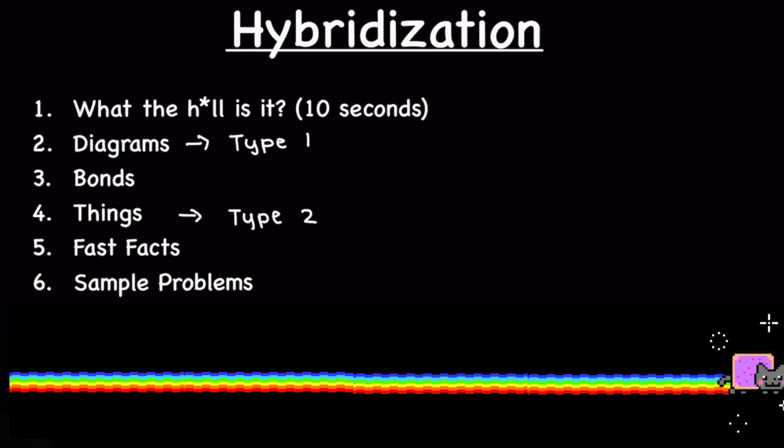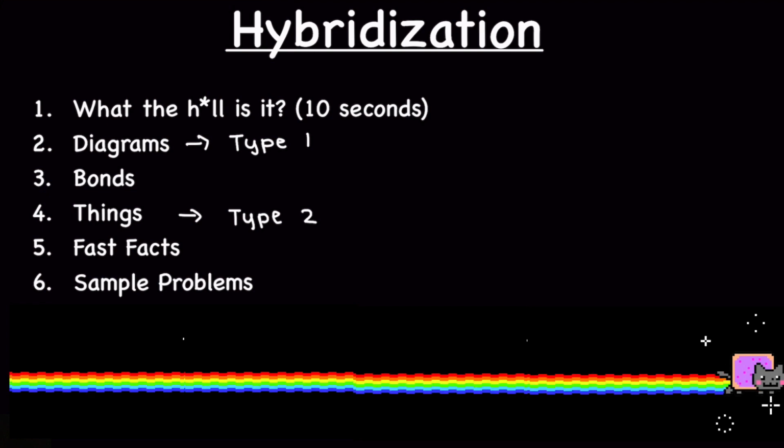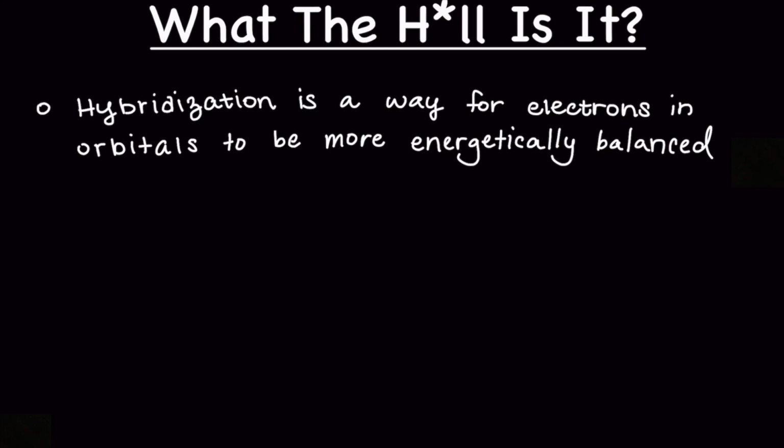In this video, I'm going to describe hybridization. We will first discuss what it is, then dive into the two ways it can be modeled, and finally walk through several problems involving those methods. First of all, what is it?